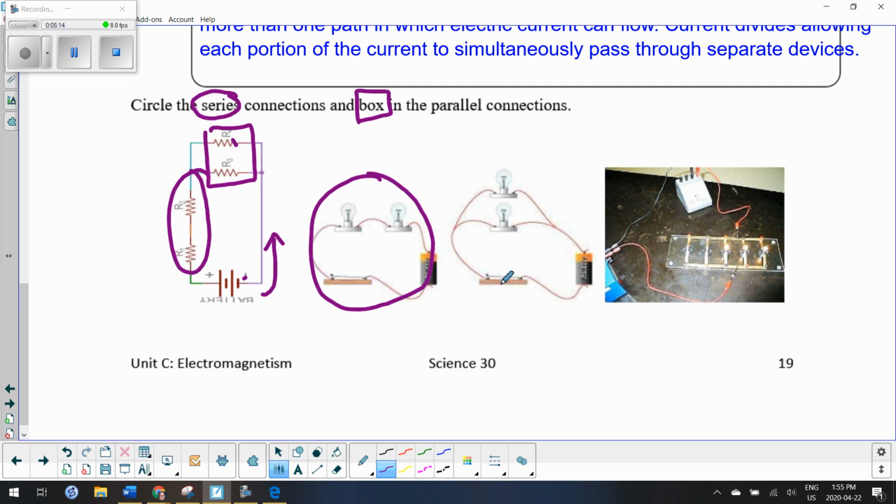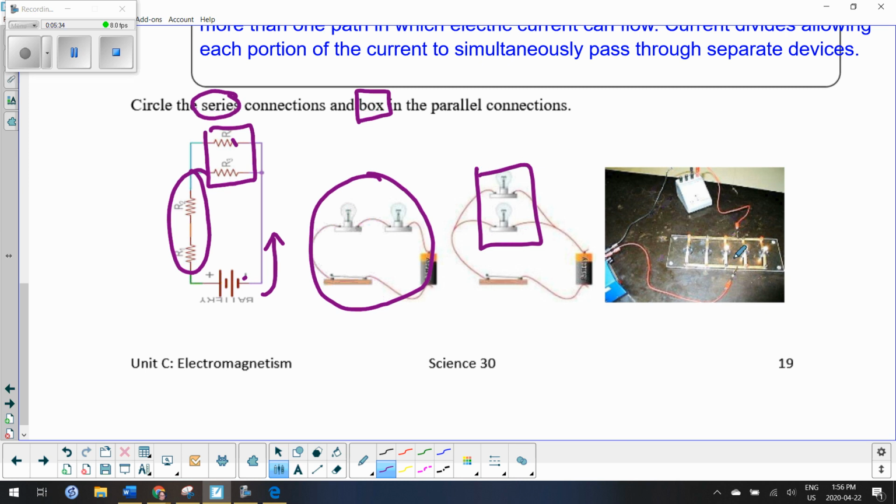Here we have a switch. This is acting as a switch, just like this one. You can see that it has the opportunity to switch into both this bulb and this bulb. So it has two paths for electricity to flow. That is representing a parallel connection.